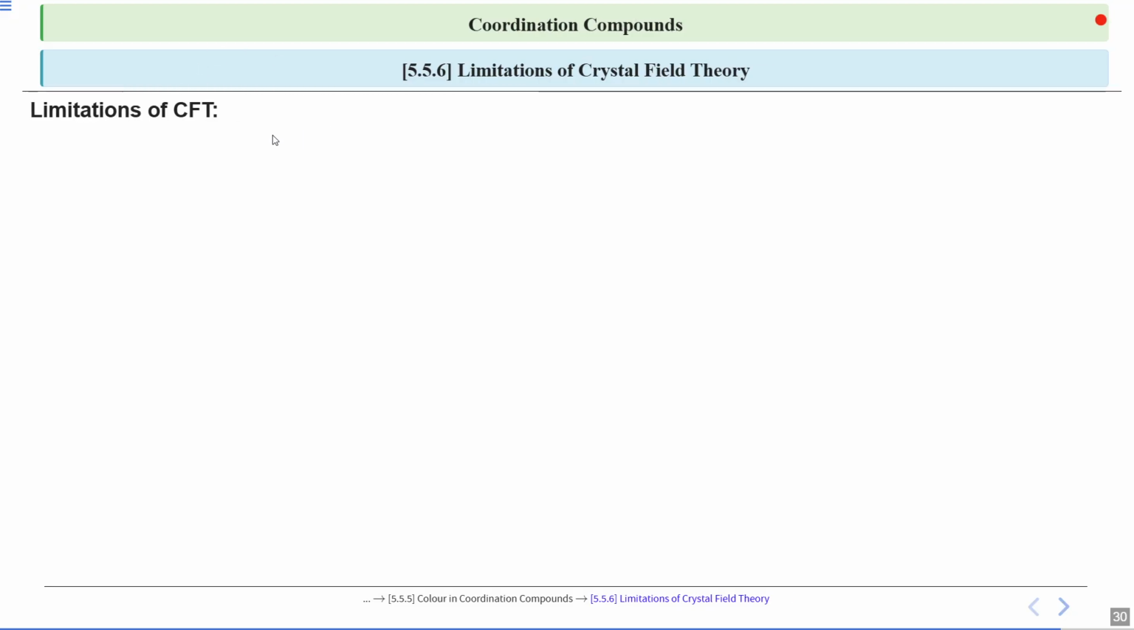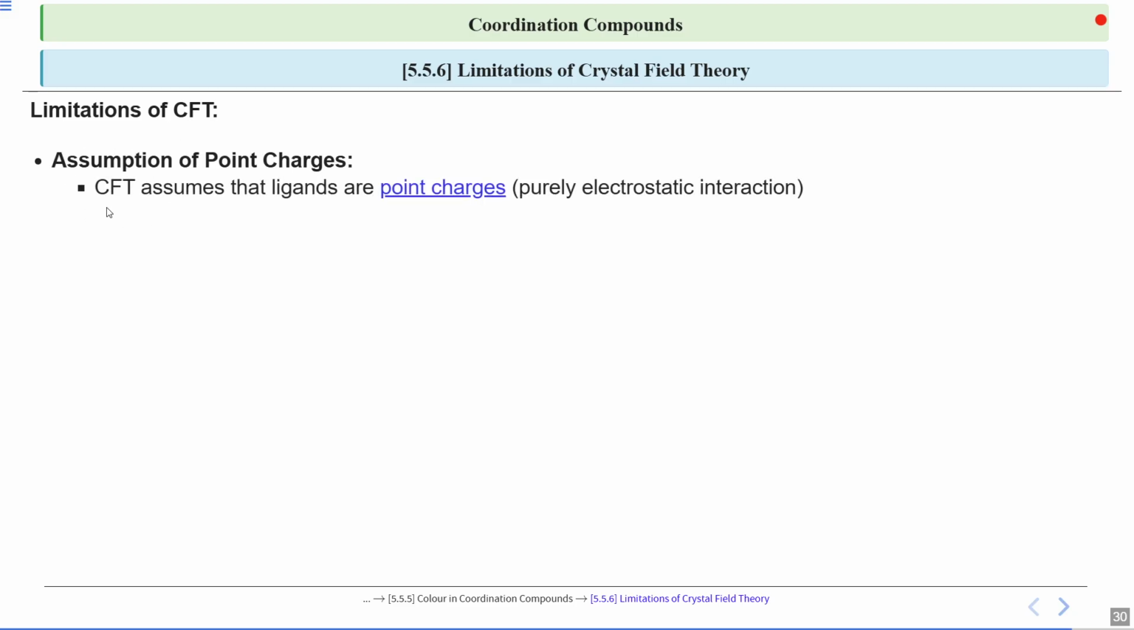What are the limitations now? There are some limitations of crystal field theory. The first is the assumption of point charges. So CFT assumes that ligands are point charges, that is, purely electrostatic interaction is going to be there between ligand and metal ion. Okay, so it assumes that ligands are point charges.